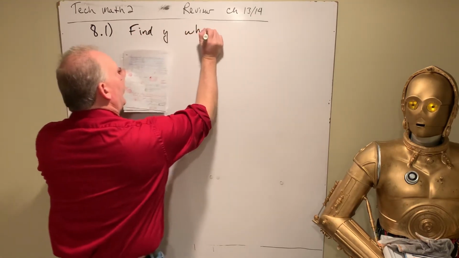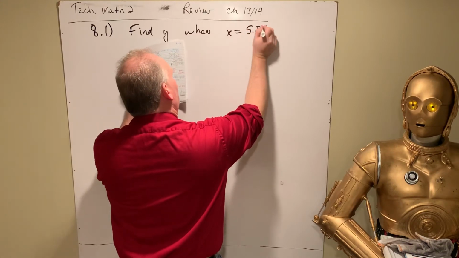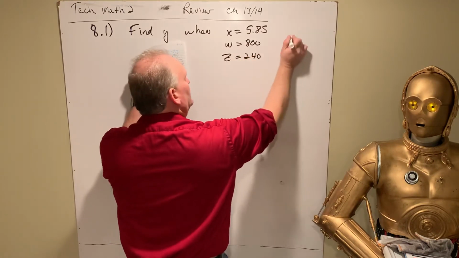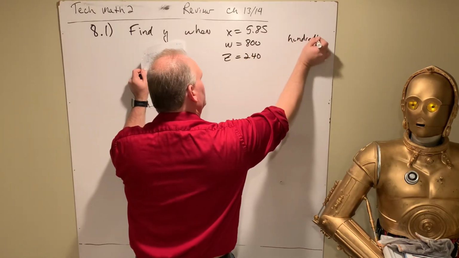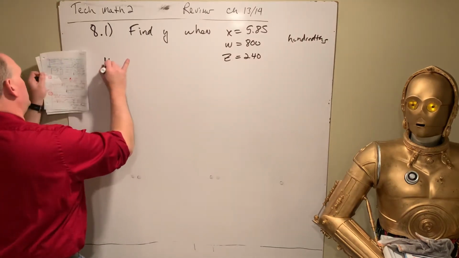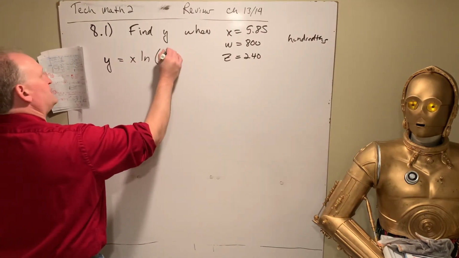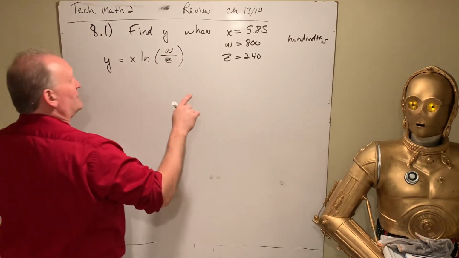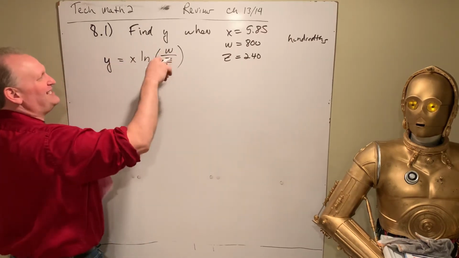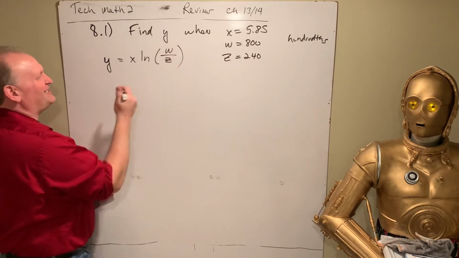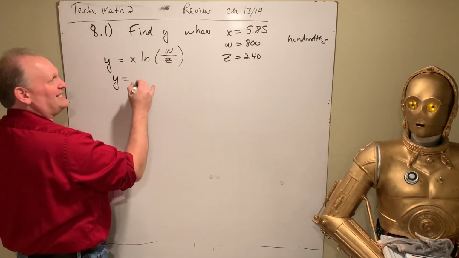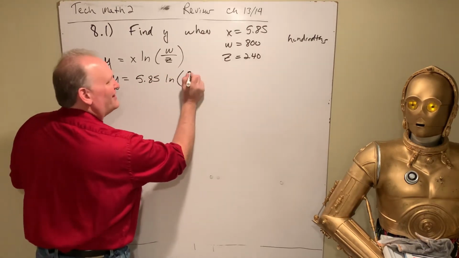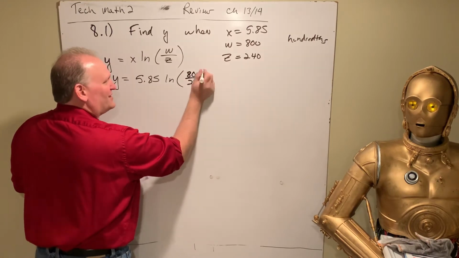Find y when x is equal to 5.85, w is equal to 800, z is equal to 240, round to hundredths. And here's the equation given. y is equal to x ln of w over z. So this is a little tricky because they didn't want us to... Oh, wait, no, this one's not tricky. This one's easy. You better get this one right. Look, it's find y. So that is easy. That's 5.85 ln. We don't even have to make a log base e. We can just leave it 800 divided by 240.